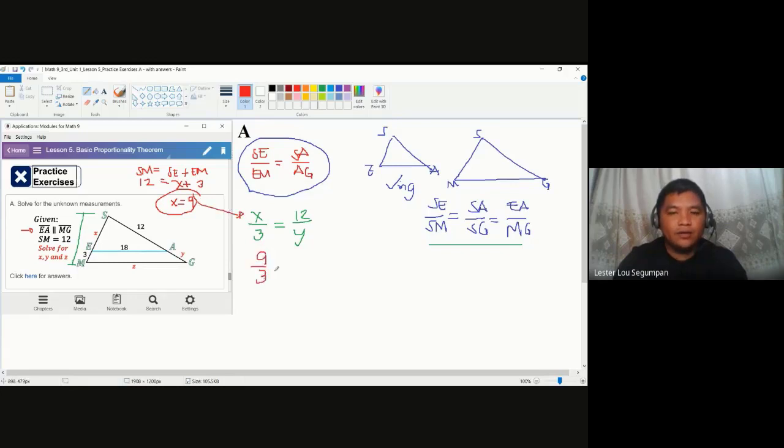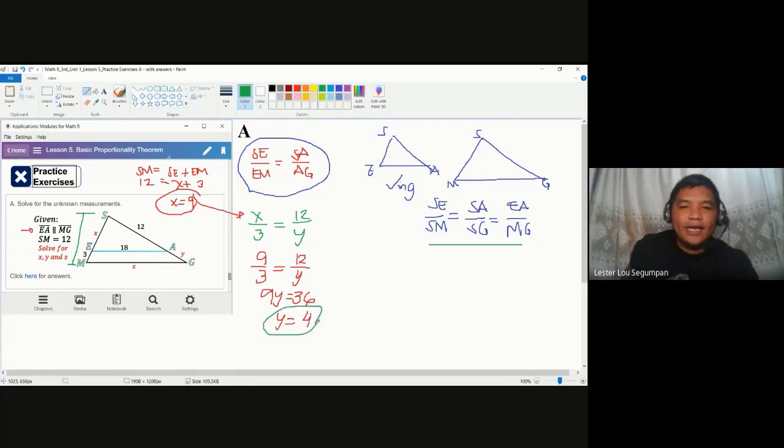9 over 3 must be equal to 12 over y. 9y is equal to 36. So y must be equal to 4. We have this result for x and y. However, to solve for z, which is the whole side of MG, we will also use the whole sides here. So we will use this relationship to solve for z.